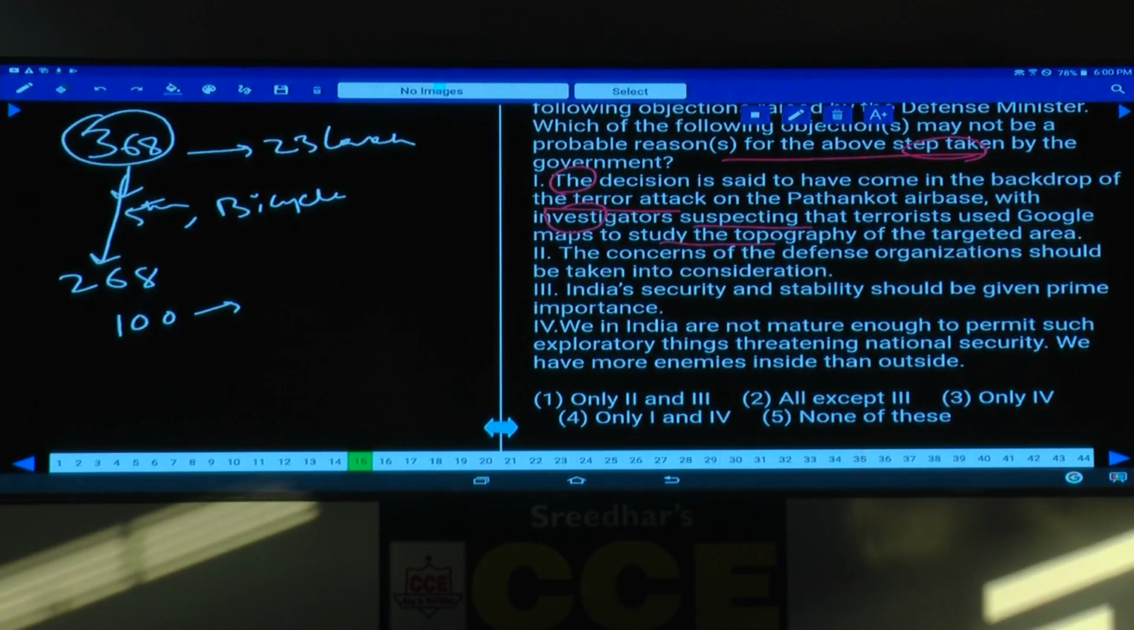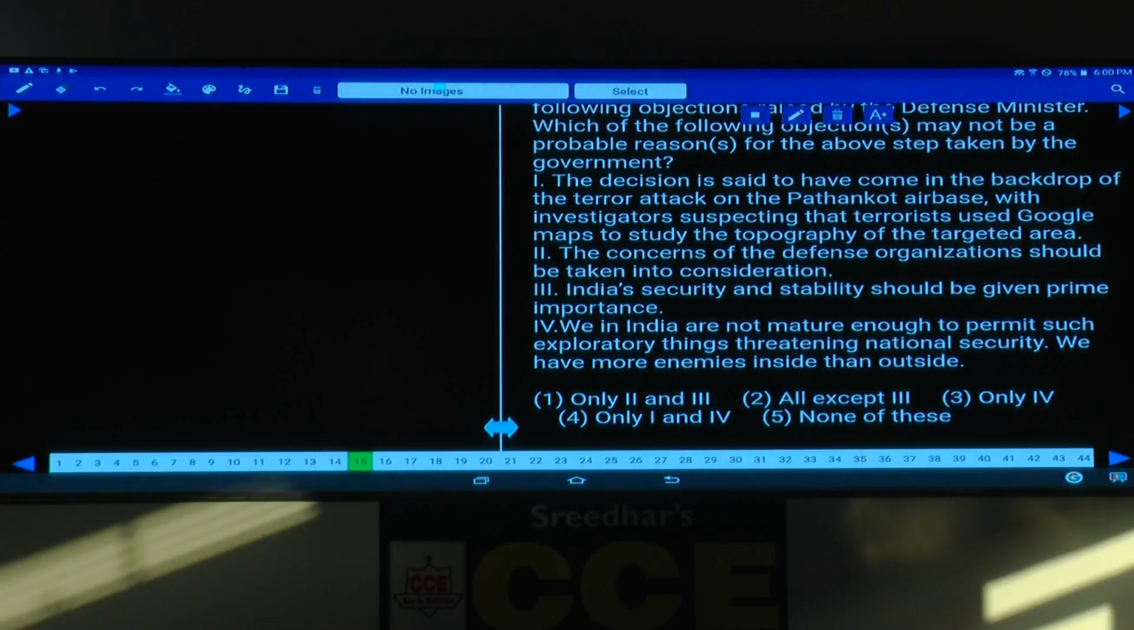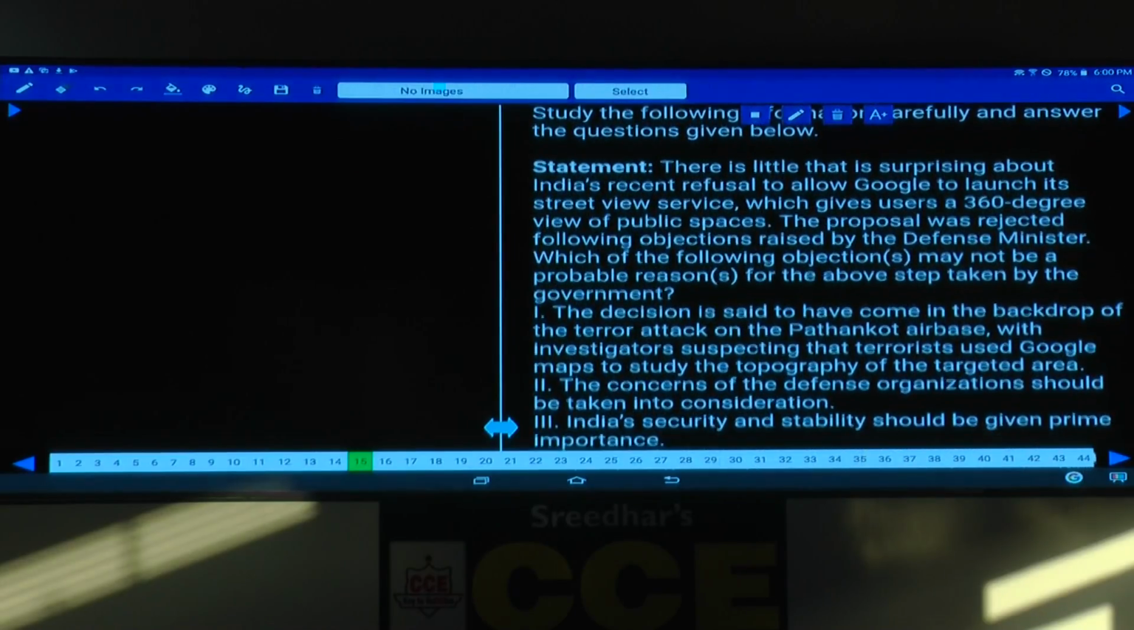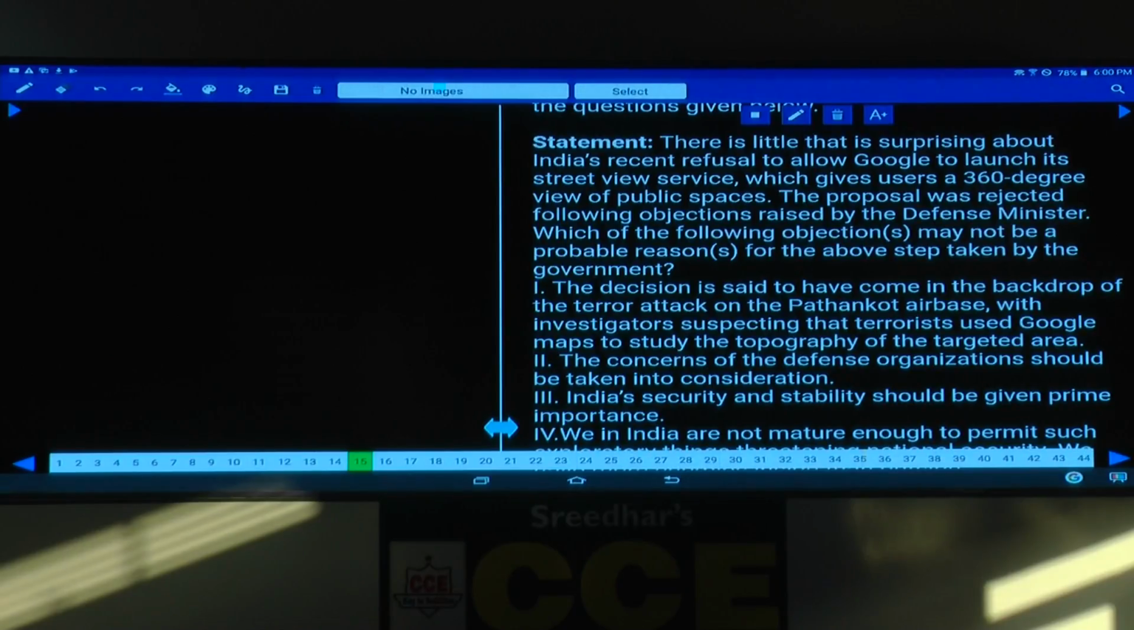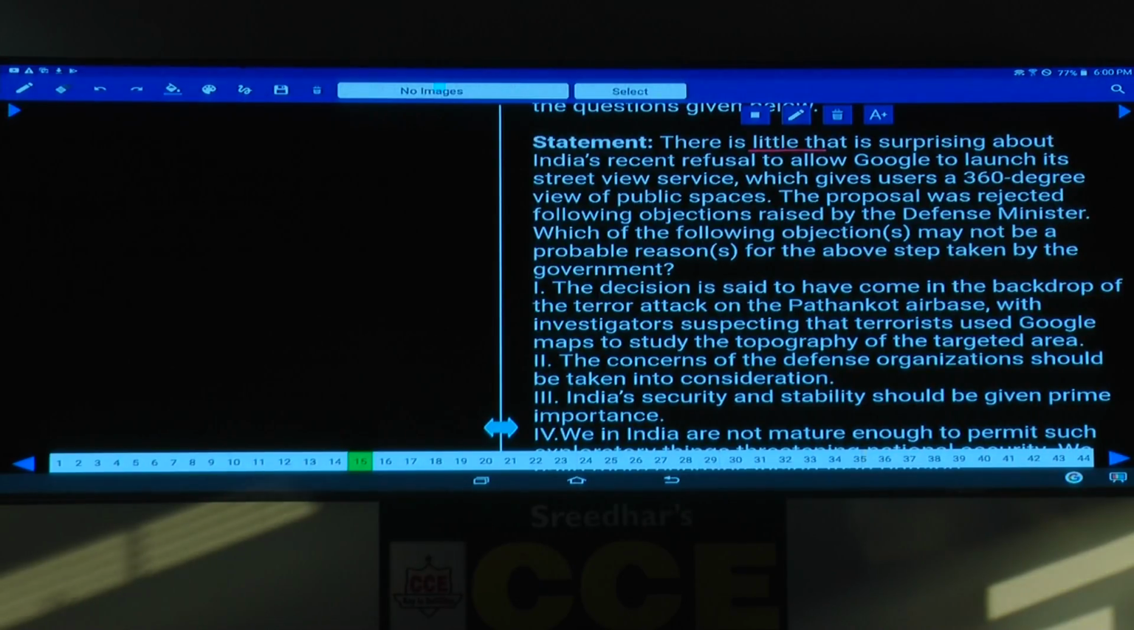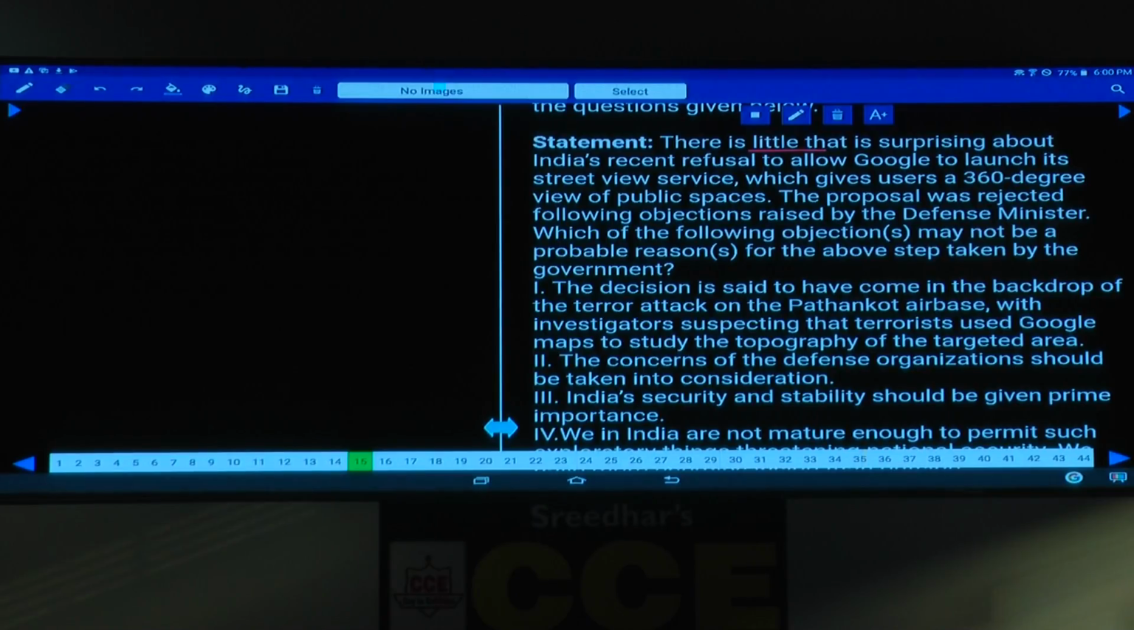Now in this question number 15, what is the statement here? Now question number 15, there is a little that is surprising about India's recent refusal. There is a little surprising, which implies that, okay, we have not been surprised a lot. Why? Because you are already thinking in the same way. Maybe let us take for example, after writing your examination, you know what it is going to be. And after the results come, you were not surprised. Why were you not surprised here? Because whatever you are thinking, that has come into the picture.